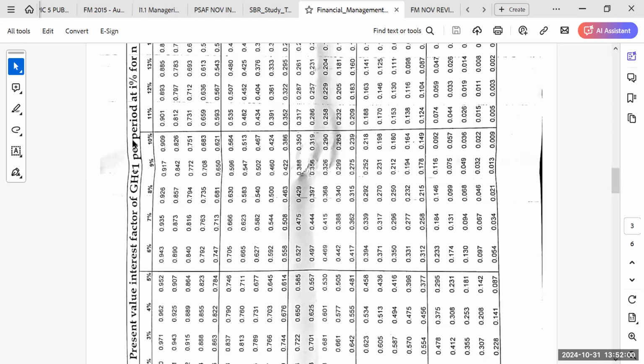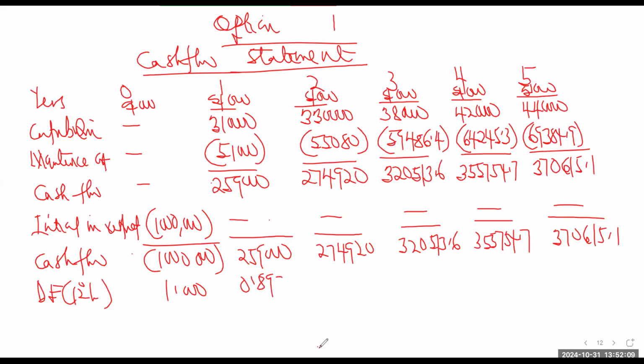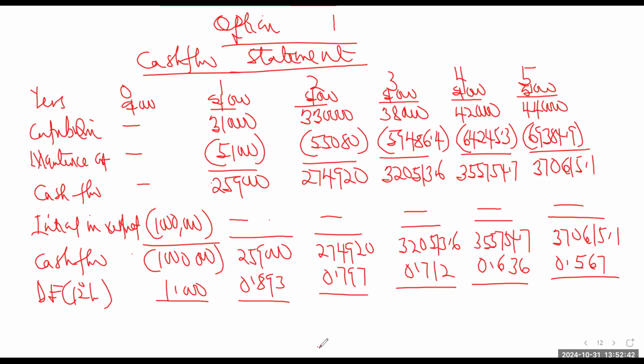So 0.893, 0.797, 0.712, 0.636. Okay, the last one is what? 0.567. Okay. So you can now calculate your present values now.